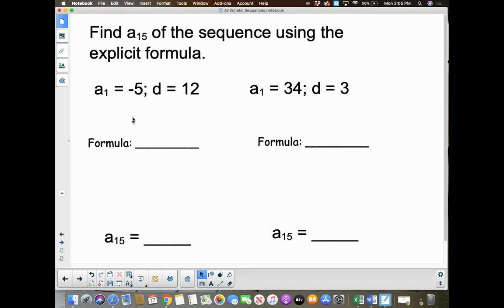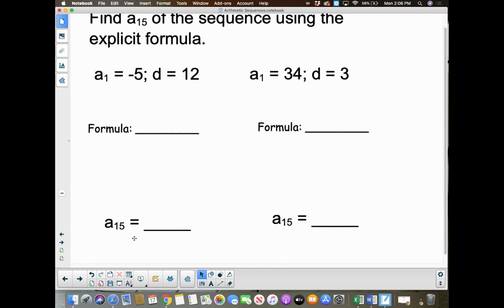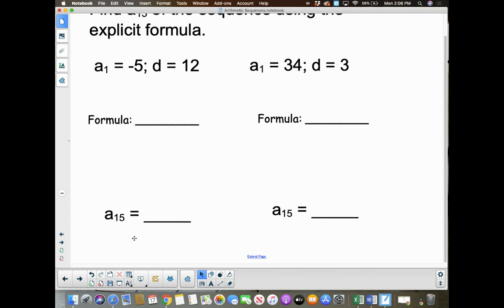Same thing here. I can ask you the same information. I can give you the first term and the common difference. I need you to tell me the formula, but here I need you to tell me the 15th term. So let's look at those real quick. I take my formula.